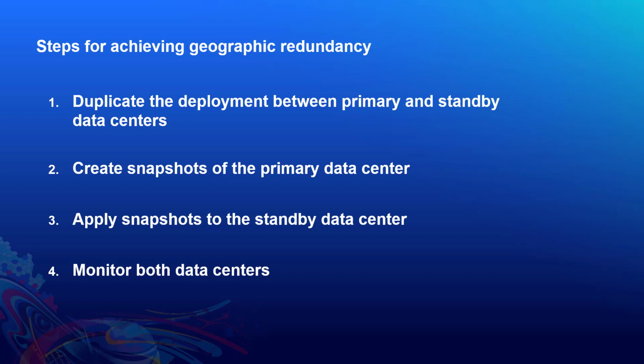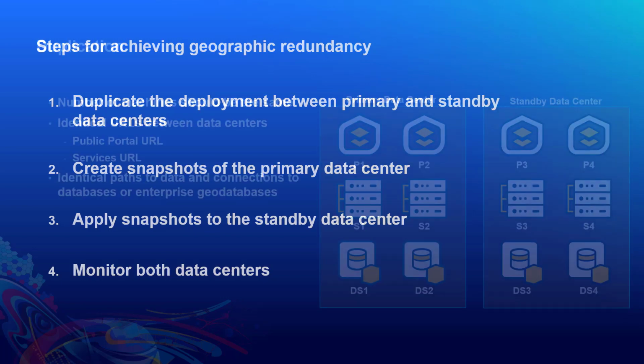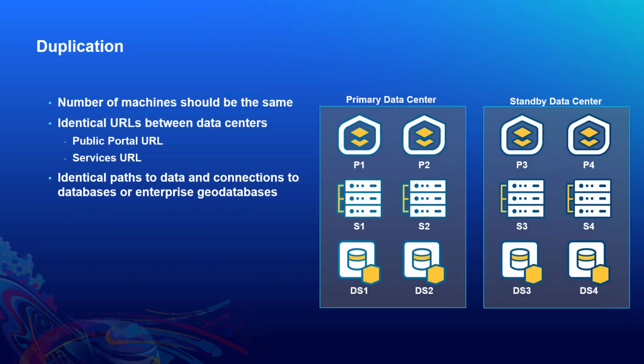Next, you would create snapshots in the primary data center. This is using the WebGIS DR tool. And then you'll move those over to the standby data center. Next, you'll apply the snapshots to the standby data center. And finally, there's not so much a step as an ongoing practice, but you'll monitor both data centers to know when you need to fail over to the standby or to address any issues that may come up in either data center. Now I'm going to go through each of these individual steps in a little bit more detail.